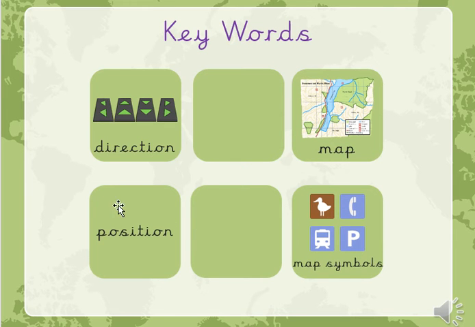The word position, using the word position, we would find the position of something on the map. So maybe the car park is next to the train station, okay? Direction tells you which way to go, so you might need to walk north, you might need to drive in the east direction, so that is telling you which way to go.